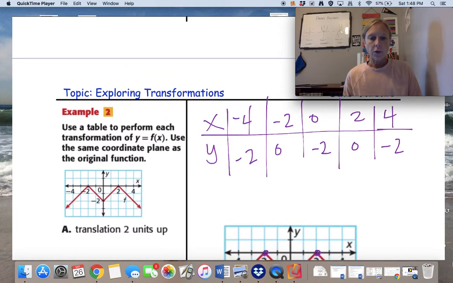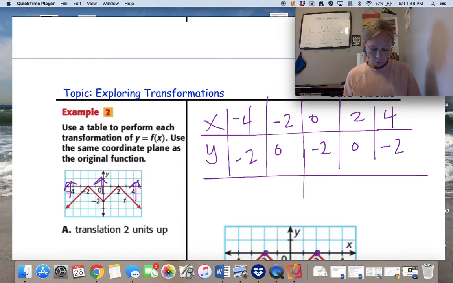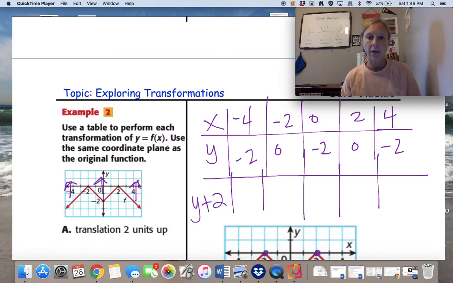What we're being asked to do with this graph is translate it 2 units up. So take the original and go up 2. Every single point then needs to go up 2. When we're moving up and down, we're moving in a y direction. And if we're going up towards more positives, we are getting bigger. So we need to add 2 to our y value.